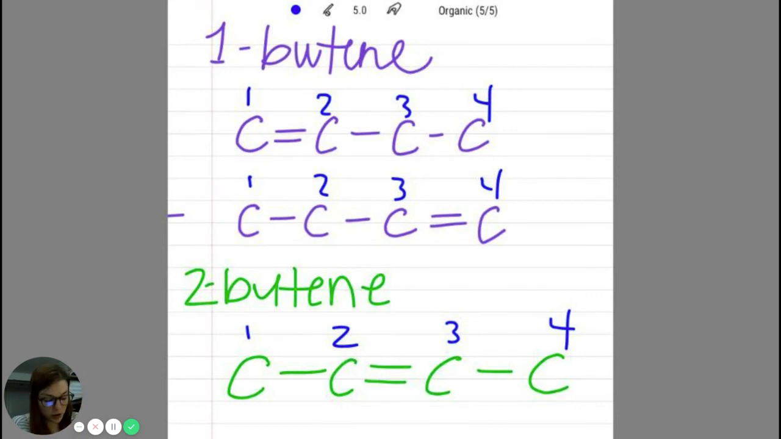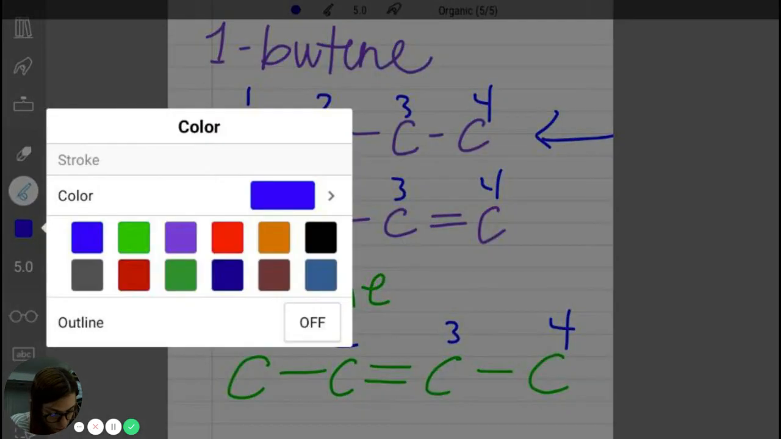Okay, so if you look at this very first 1-butene, this double bond right here is attached to carbon 1 and carbon 2. 1 is the lower number there. That's why it's called 1-butene. In this case, which is the same picture, it would be 3-butene, right? But 3-butene is not the same as 1-butene. It is the same as 1-butene, and here's why.